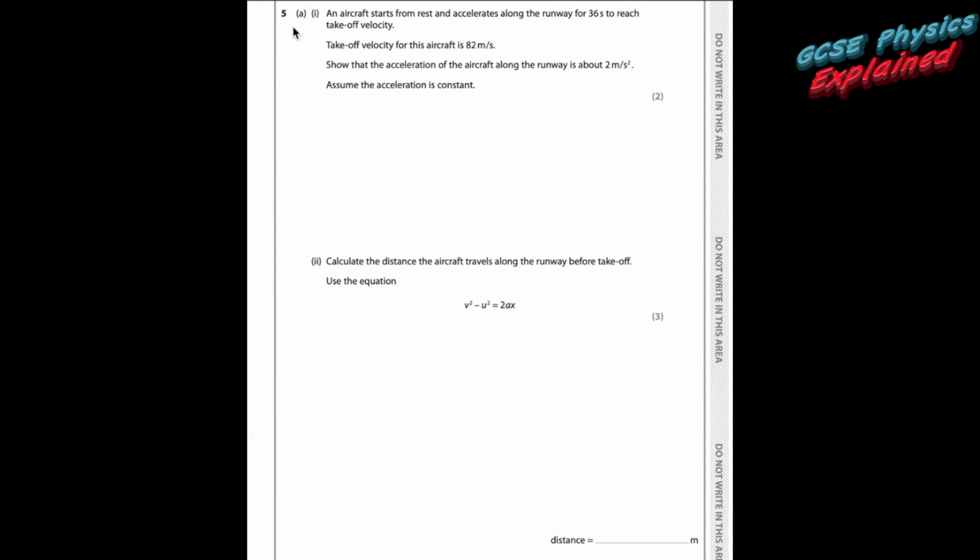Question 5. A part 1. An aircraft starts from rest and accelerates along the runway for 36 seconds, that's the time, to reach takeoff velocity. Takeoff velocity for this aircraft is 82 meters per second. Show that the acceleration of the aircraft along the runway is about 2 meters per second squared. Assume the acceleration is constant.